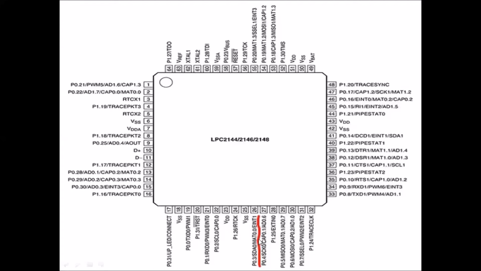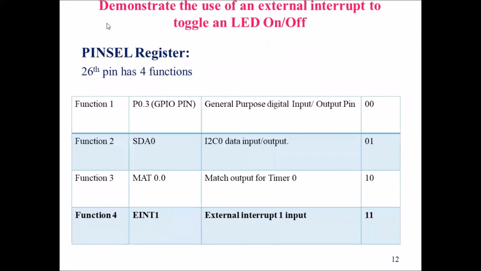Let's see how this function will be selected. As I said, the 26th pin has four functions. Function one is port 0.3, which is a GPIO pin, a general purpose digital input or output pin. Function two is SDA0, the inter-integrated circuit data input or output. Function three is MAT0.0, a match output for timer 0. Then function four is EINT1, which is the function we are making use of in our program. It is the external interrupt 1 input.